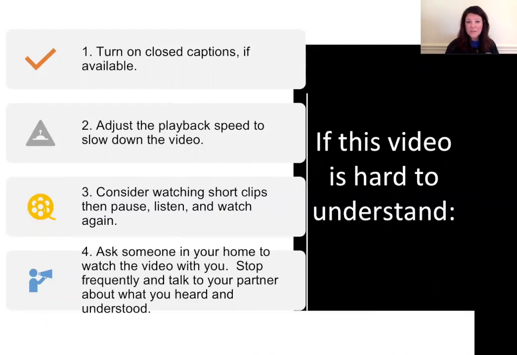If this video is hard to understand in any way, there are a couple things that you can try. The first is to turn on the closed captions if they're available. You can also adjust the playback speed to slow down the video, or consider watching short clips, then pause, listen, and watch again. You can also ask someone in your home to watch the video with you and then stop frequently and talk to your partner about what you heard and understood.